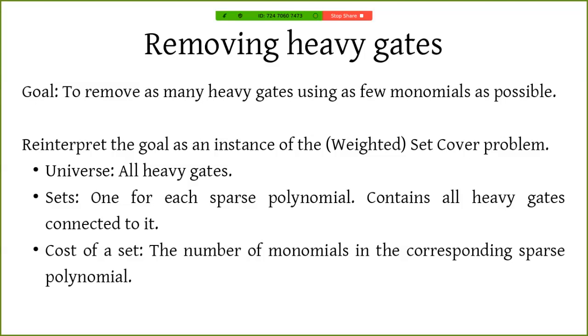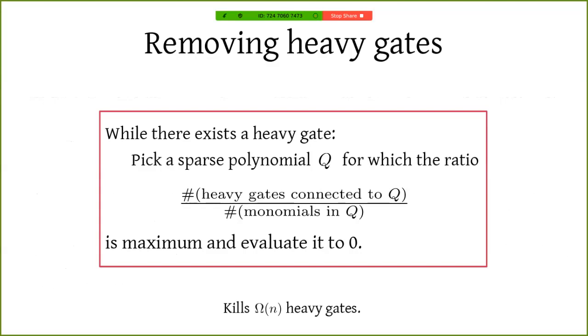while incurring as small a cost as possible. Also, this reinterpretation suggests that to get rid of heavy gates, we can use a procedure which is similar to an approximation algorithm for the weighted set cover problem, and this is exactly what we do. The procedure that we use is the following. While there exists a heavy gate, pick a sparse polynomial q for which the ratio of the number of heavy gates connected to q to the monomials in q is maximum, and evaluate such a sparse polynomial to 0. We're able to show that this procedure kills omega n heavy gates without affecting the hard polynomial a lot.